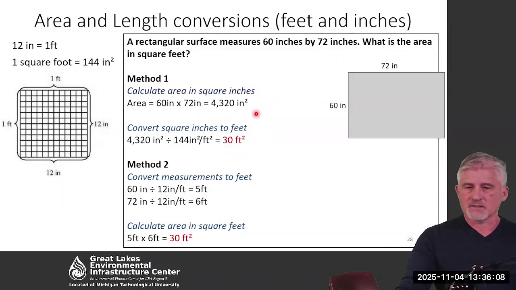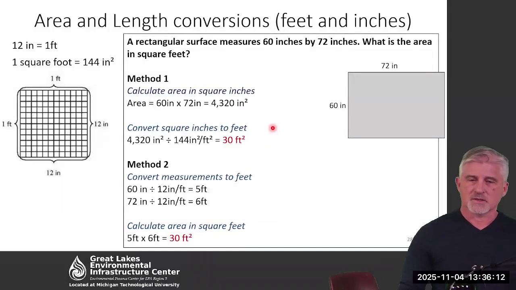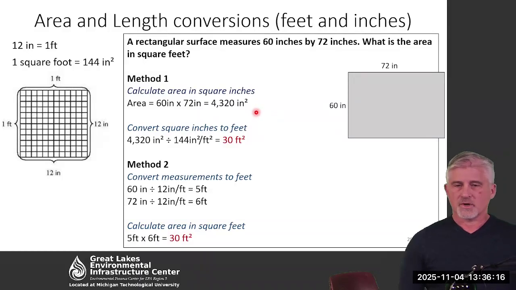In this case, the area is equal to the length times the width, 60 inches times 72 inches, a total of 4,320 square inches. But if we want that in square feet, we need to do a conversion. So we take our 4,320 square inches and divide by 144 square inches per square foot, and that gives us 30 square feet for our container.